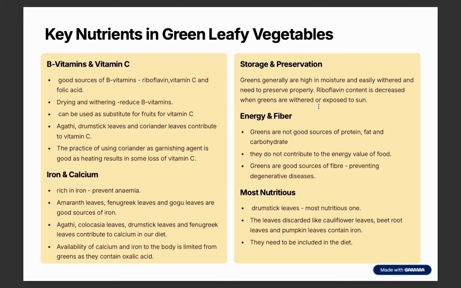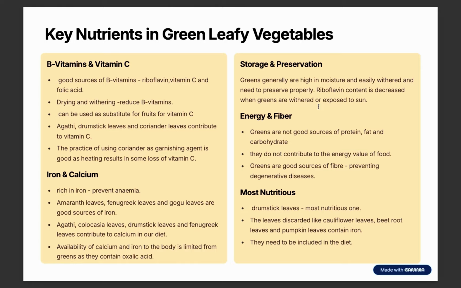And looking into the energy and fiber, greens are not a good source of protein, fat or carbohydrate, but they contribute to the energy value of food in a minimal way. And it is also a very good source of fiber which helps in preventing most of the degenerative diseases. And the most nutritious one is the drumstick leaves, which is seen in our own house.